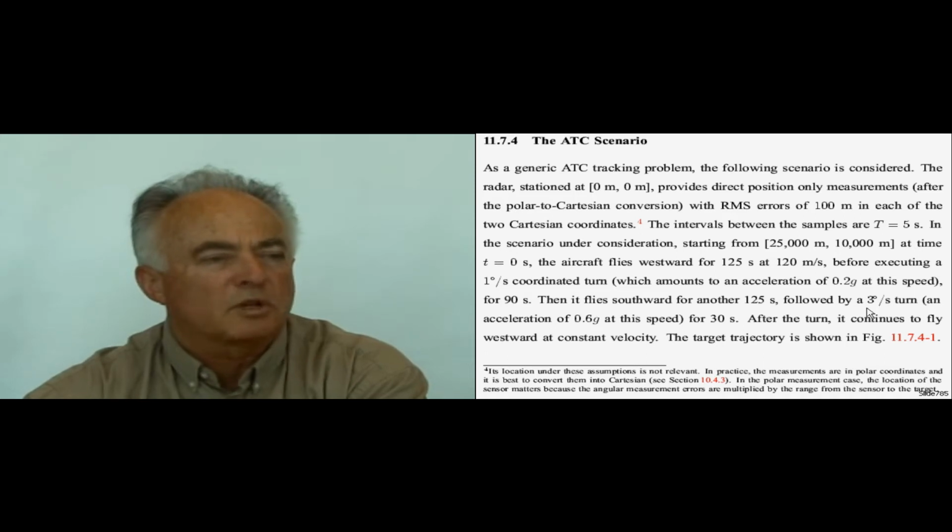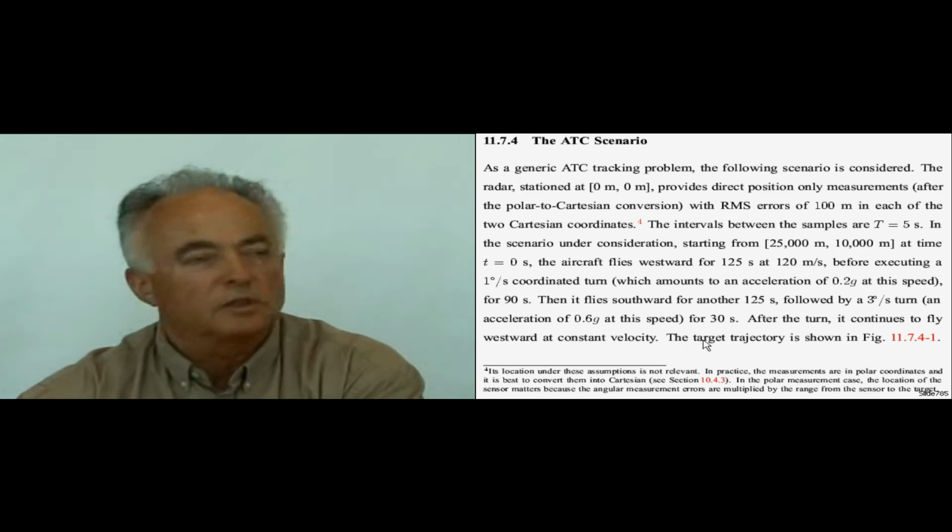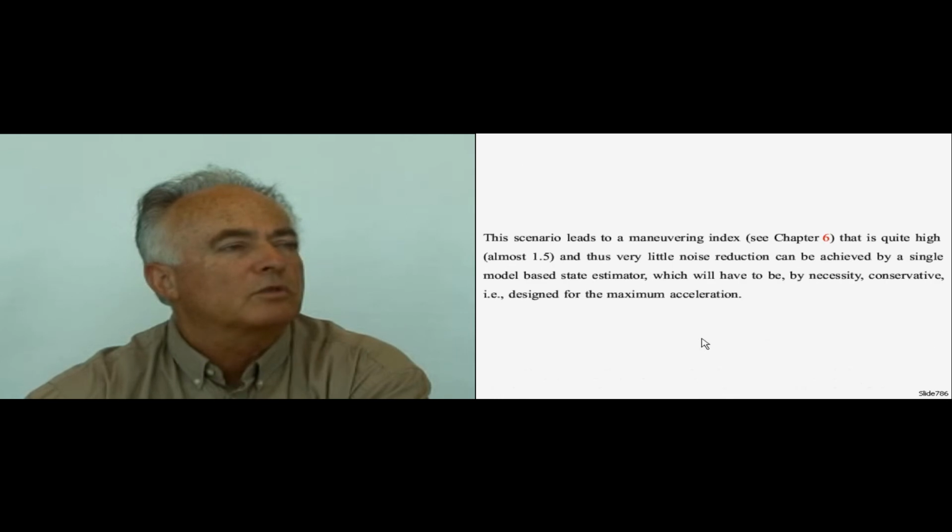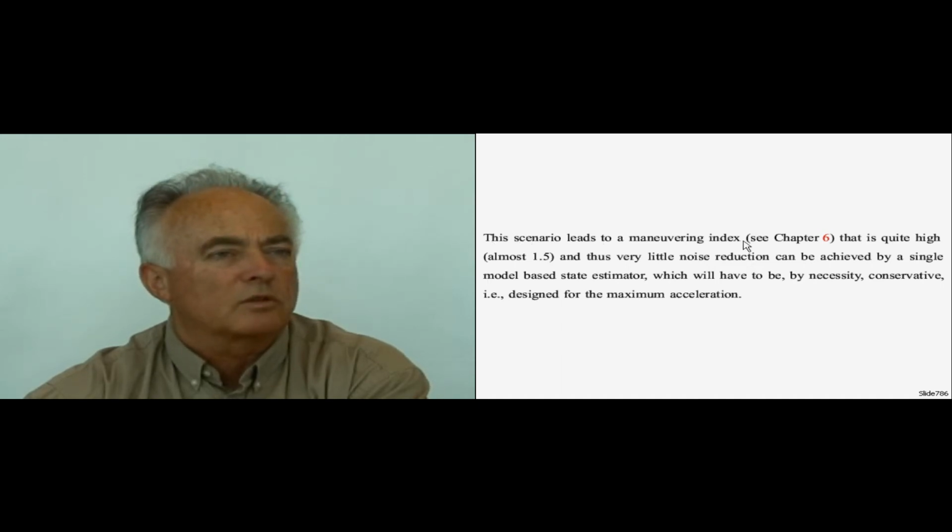The 3 degrees per second is a typical turn rate. After that, it continues to fly westward at constant velocity, so constant speed, obviously. And we have the target trajectory shown in a figure in a moment. What is important is to see what is the maneuvering index that we have.